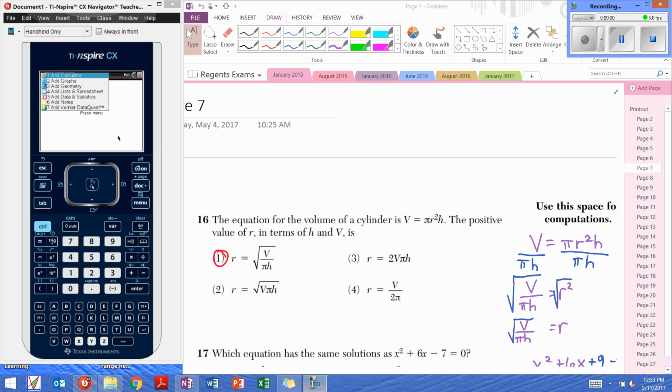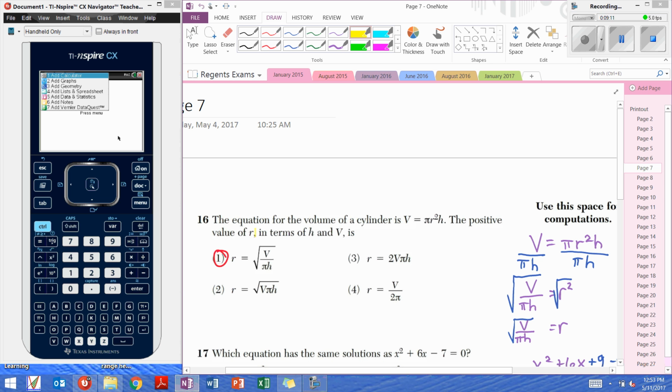Question 16, not really a nice way to do this one on the calculator because we are dealing with way too many variables. What you do need to know is inverse operations. So you're going to look to see what they want. Says it in the problem. Also, just look at your answer choices.